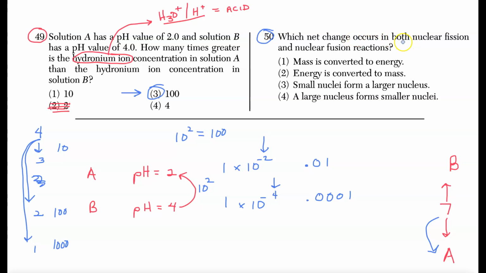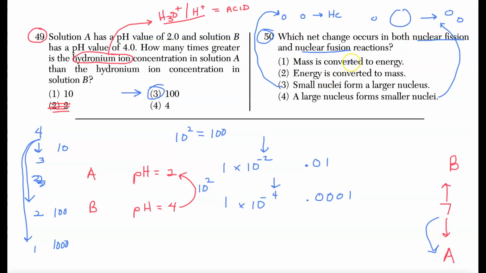Number 50. Which net change occurs in both nuclear fission, that's splitting a big nucleus into smaller nuclei by absorbing little slow-moving neutrons, splitting the atom, and nuclear fusion, which is light nuclei like hydrogens coming together to make helium, fusing together? Okay? So what net change occurs? Energy is converted to mass. Small nuclei form a larger nucleus for fusion. Large nucleus splits into smaller for fission, but we're using both.